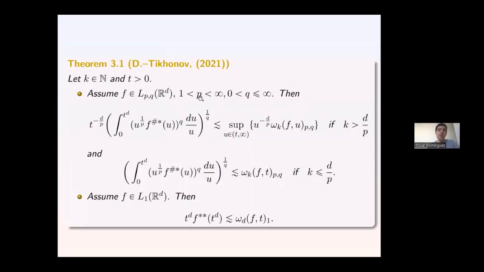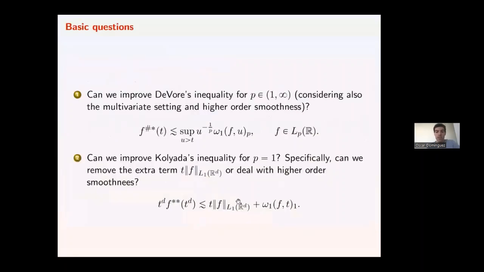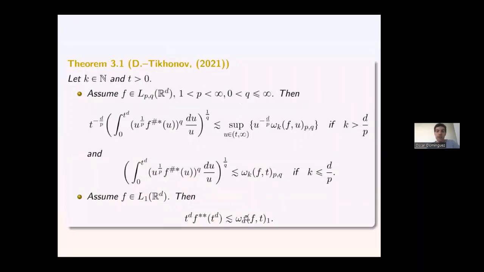In the limiting case when p is equal to 1, we indeed are able to improve the Kolyada inequality by removing this extra term here. And of course, we also incorporate higher order moduli of smoothness. So this is better than if you have here d equals 1, if this is larger than 1, of course.